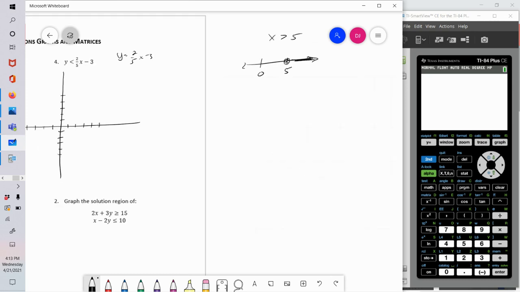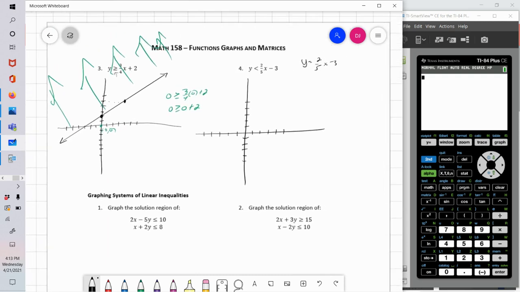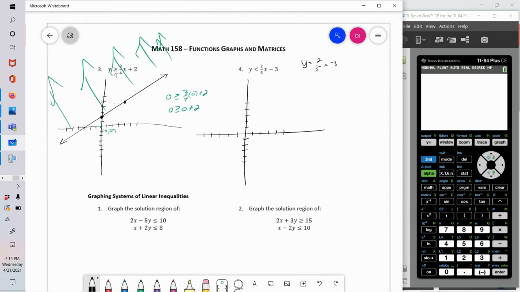So here again with this line in number 4, I'm first going to locate the line y is equal to 2/5 x minus 3. Find 2 points on that. If x is 0, y is negative 3. Slope of 2/5, we're going to go up 2 and over 5. So there's 0, negative 3. Well, I should always be labeling points. Always. 5, negative 1. You should always be labeling points.